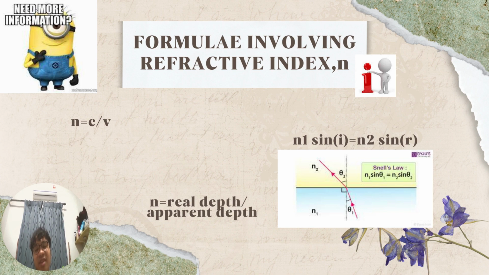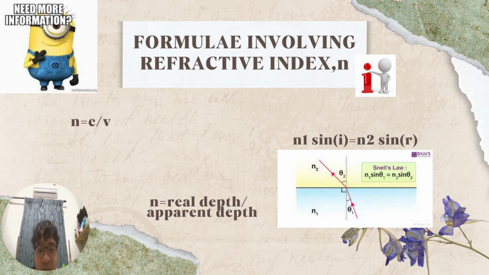Formula involving refractive index, N. Okay, so first one kita ada N equals to C over V, yang mana C ni stands for speed of light in vacuum and V ni stands for speed of light in that particular object yang kita tengah cari lah, dia punya refractive index tu.